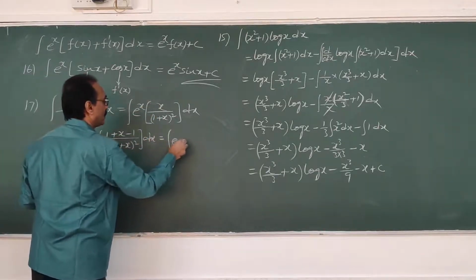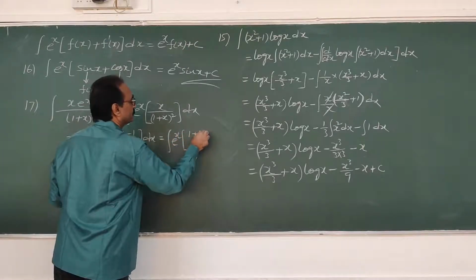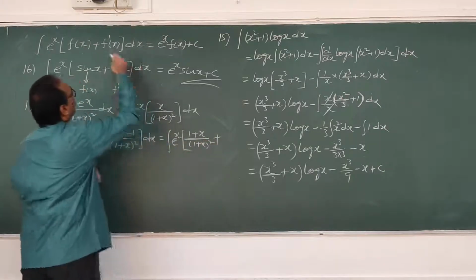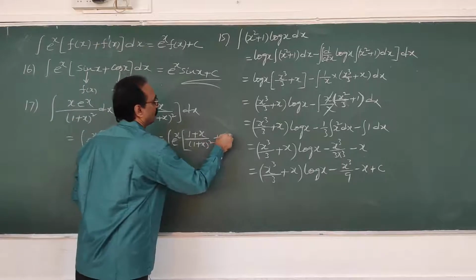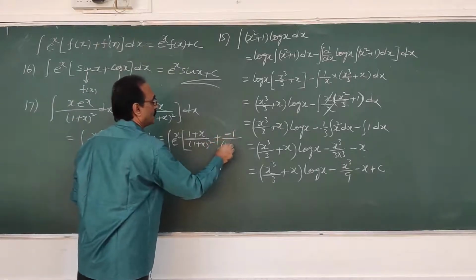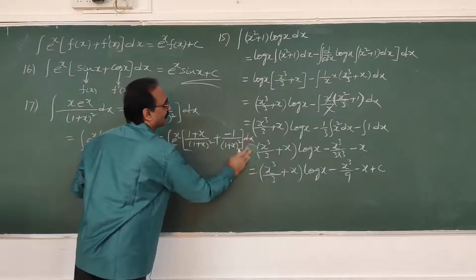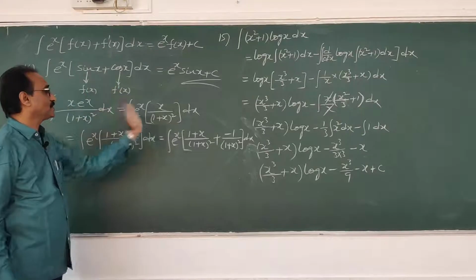What will happen? E power x into, separate it: 1 plus x by 1 plus x whole square, plus, in the formula plus must be there. Sir, minus is there, you keep minus yourself. So minus 1 by 1 plus x whole square dx. Like that you write. You understood? Because in the formula, in the middle plus must be there, so take this minus to that side.